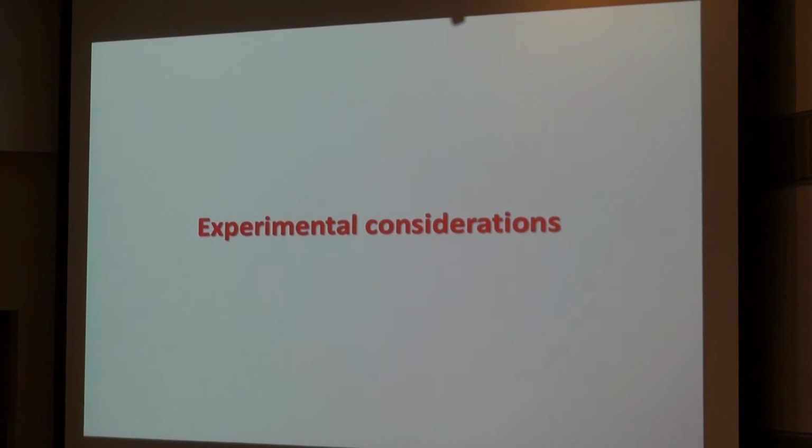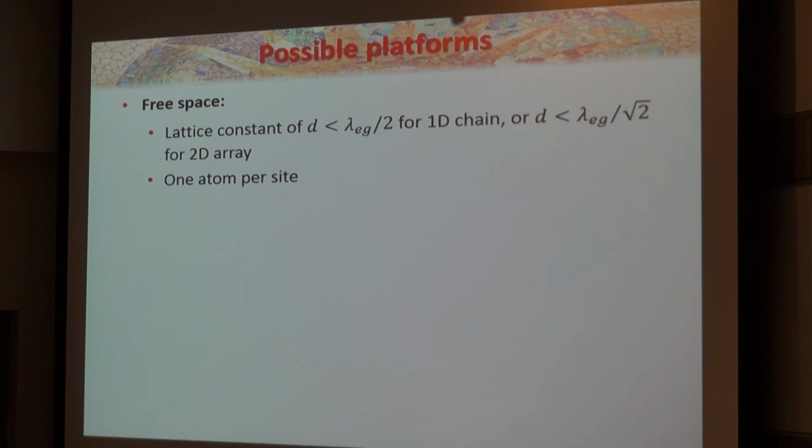Okay, so maybe I'll take a couple minutes to talk about what you might do to see it experimentally. So I'm not going to lie. The experiments are going to be really hard. And there's some things we don't understand yet. So the first thing is, it's pretty hard to create a 1D chain of atoms with a lattice constant that's smaller than lambda over 2. Turns out if you create a 2D array, you can extend the range of the subradiance a little bit further. So the lattice constant now would be lambda over square root of 2. But you would also need one atom per site.